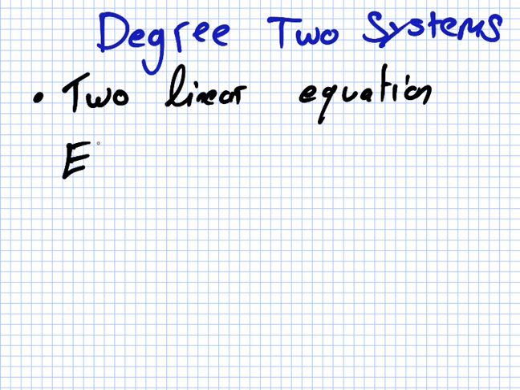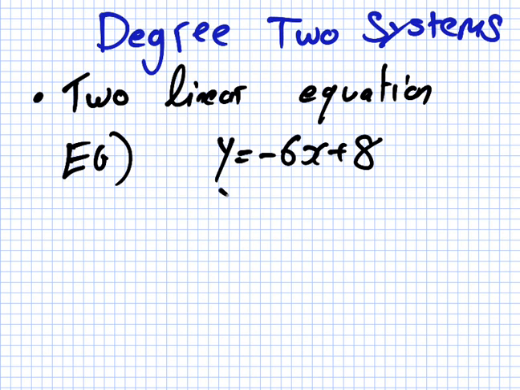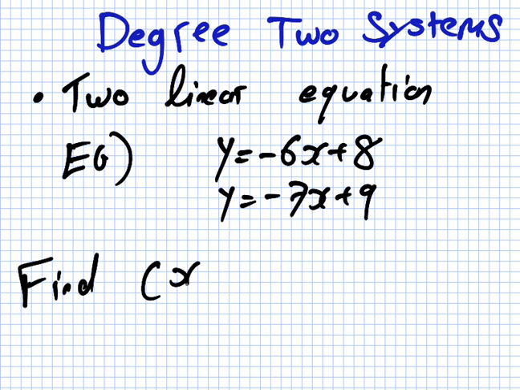For example, y equals minus 6x plus 8 and y equals minus 7x plus 9, and every time you want to find x and y. This is your goal, this is your job target.